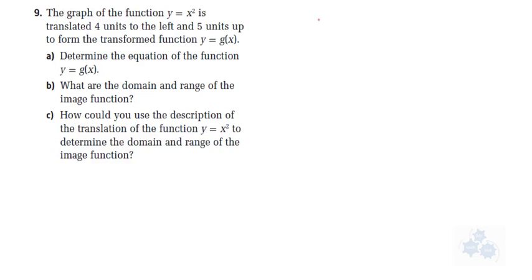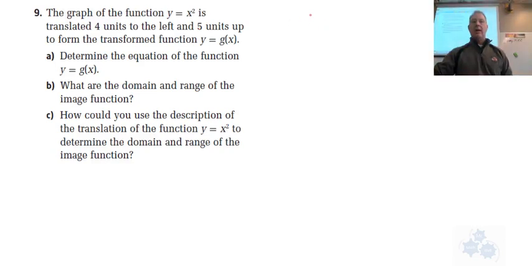Okay, so for this question, it says that the graph of y equals x squared, and I'm just going to draw a rough sketch here. y equals x squared is a parabola, faces upward, and has the vertex at the origin. Okay, so it looks something like this, right? It's translated 4 units to the left and 5 units up. So determine the equation of the function.